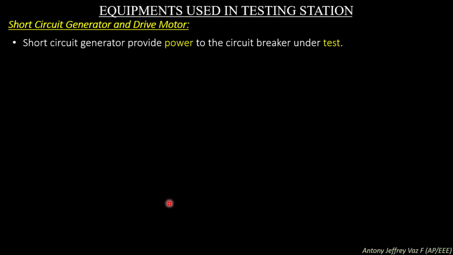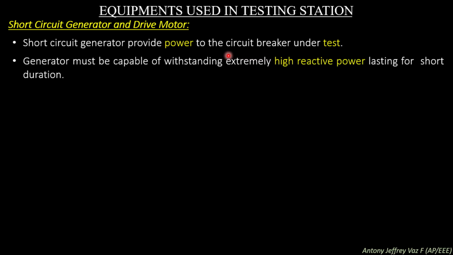Today we will be seeing about equipment used in the testing station: the short circuit generator and a drive motor. This is the equipment which is used in the testing station. The short circuit generator provides power to the circuit breaker under test. The generator must be capable of withstanding extremely high reactive power lasting for short duration.